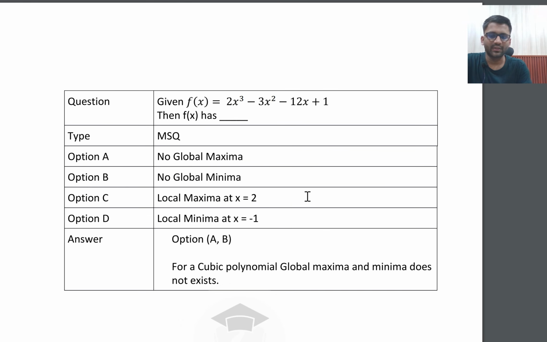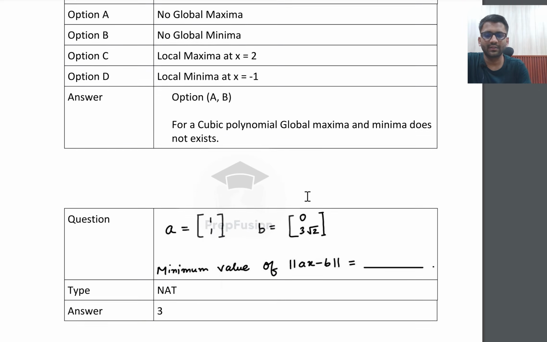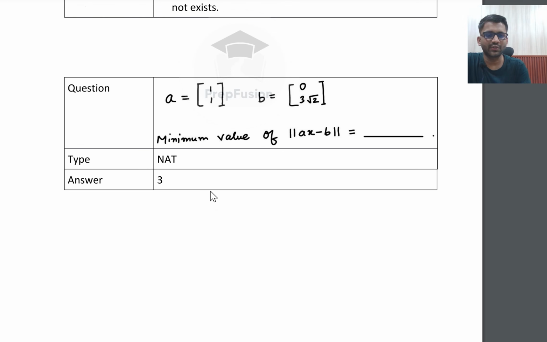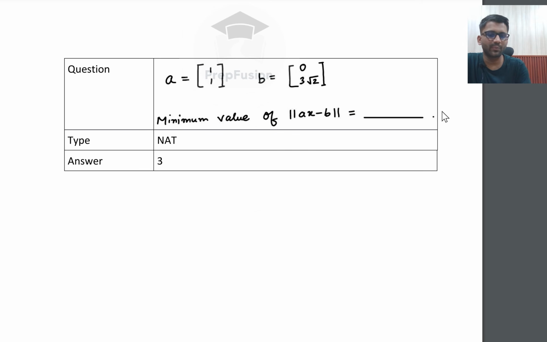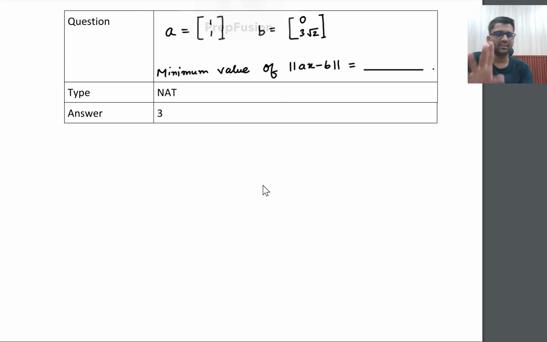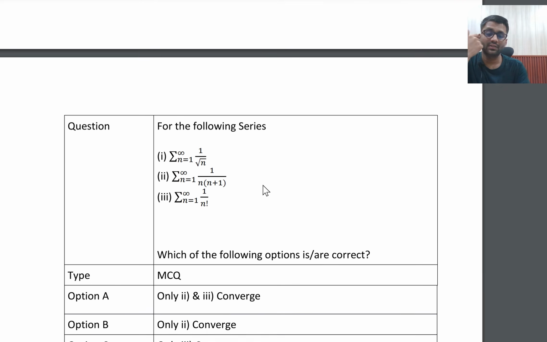Now for this question, options A and B would be correct, and for this one, this was a good question. Answer 3 would be correct. A lot of people would have skipped this particular question. Answer 3 would be correct for this particular question.